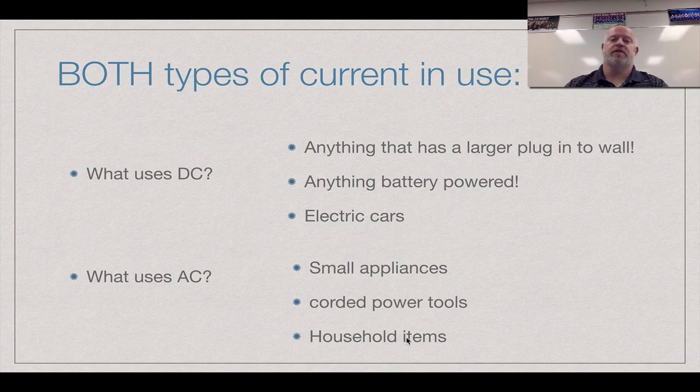We use it for two different things. AC is our power grid. It's what's in our house. DC is anything battery powered or anything that gets charged.